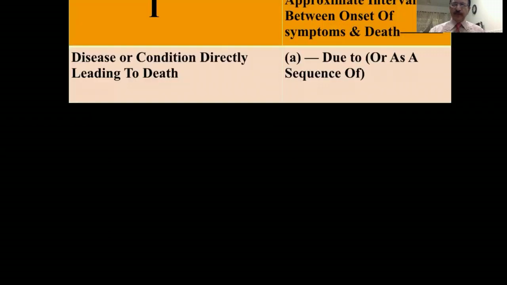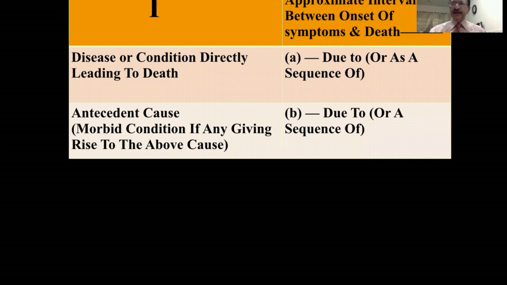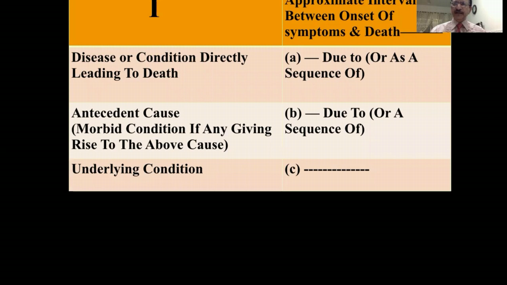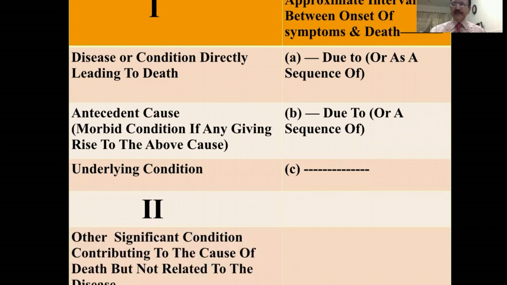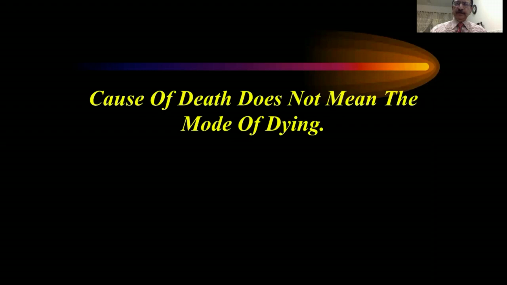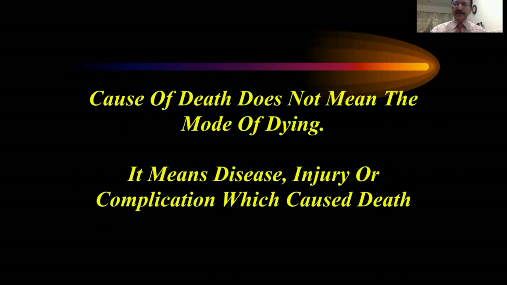So section 1, diseases or conditions directly leading to death come under 1A. And any antecedent cause or morbid condition which can lead to the immediate cause goes in 1B, and any underlying condition in 1C. And in section 2, we write any significant condition that can contribute to the cause of death. So the cause of death does not mean the mode of dying. It means the disease, injury, or complication which caused death.